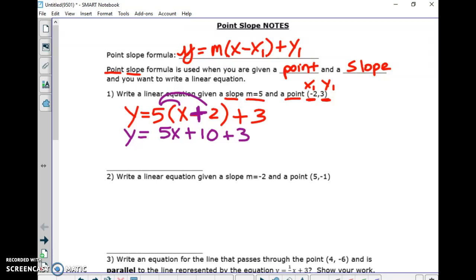What's my last step? What do you see I need to do on the right side there? Okay, combine like terms. So the 10 and the 3 make 13. So it's going to be y equals 5x plus 13. That's it for point slope formula. If you're given a point and a slope, that's your formula at the top. And you just plug it in, distribute, combine like terms. Let's try another one on number 2.